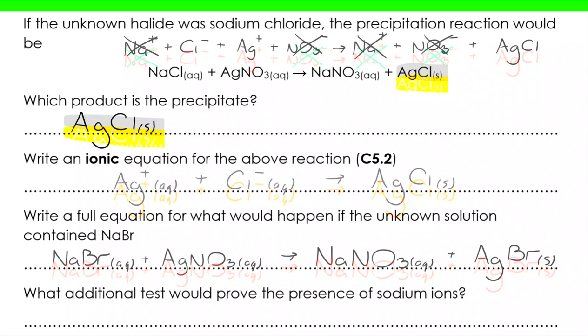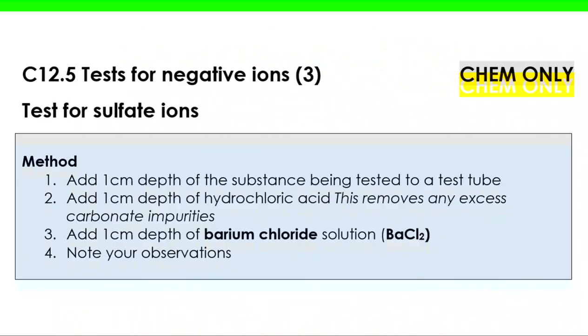What further test could we do to prove there were sodium ions present? This was discussed in the previous video. We could do a flame test and it would give us a yellow flame. So now let's move on to the final test for negative ions. That's the test for sulfate ions.